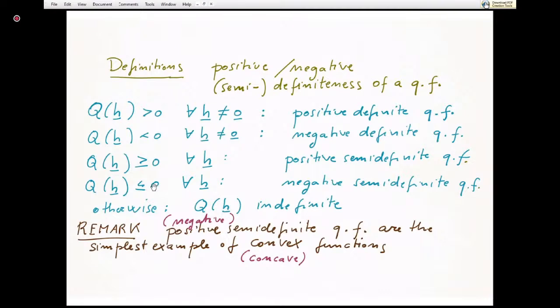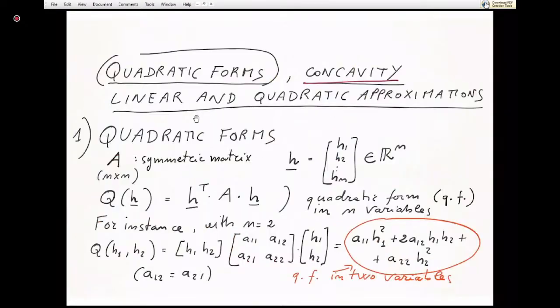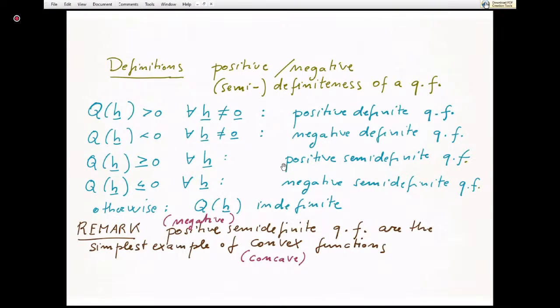Of course, in these definitions, you have to exclude h equal to 0, because for h equal to 0, any quadratic form is 0. Just replace 0 and 0 for h1 and h2 here. It becomes 0. So for any quadratic form, q of 0 is 0. What really matters is the behavior for values of the variables which are not all 0. And we have these four cases.